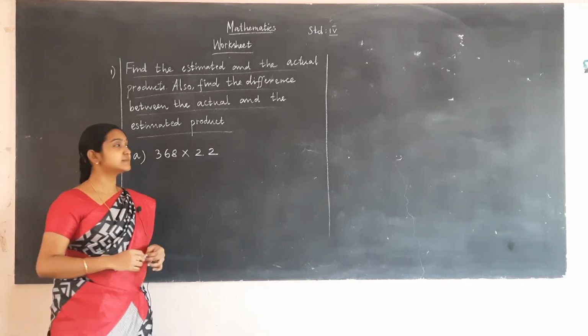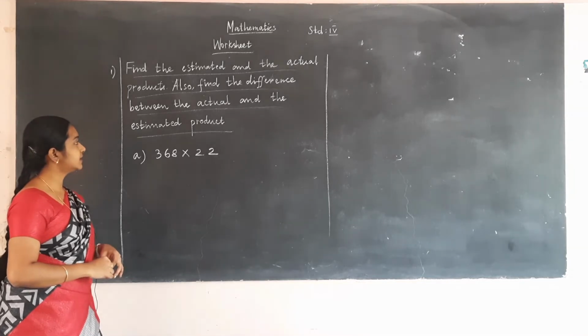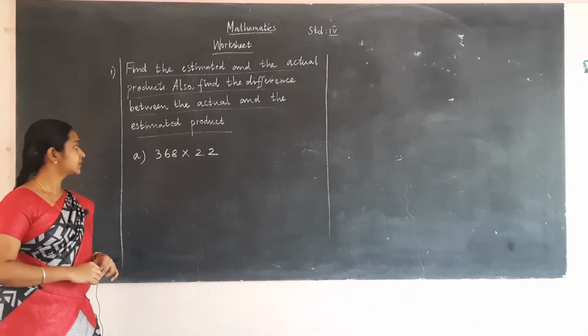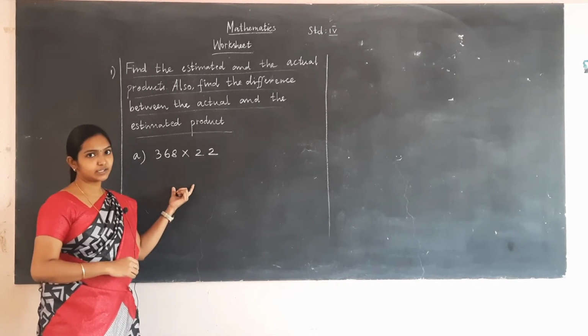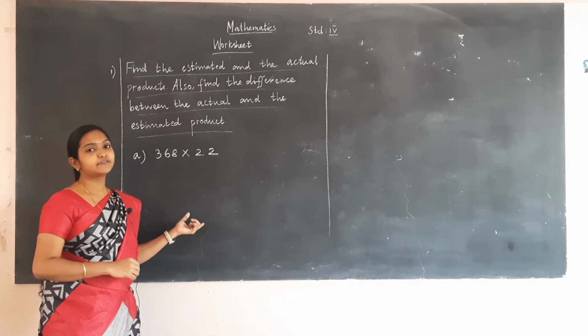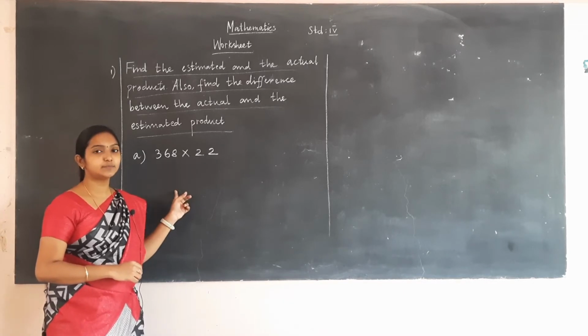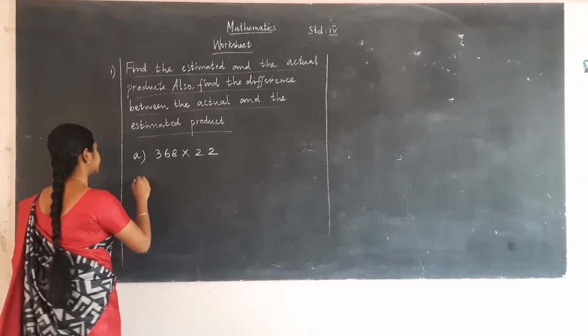The first problem is find the estimated and the actual products. Also find the difference between the actual and the estimated product. Numbers are given. We are going to find the estimated product and actual product and find the difference between actual product and estimated product. First we are going to find estimated product.